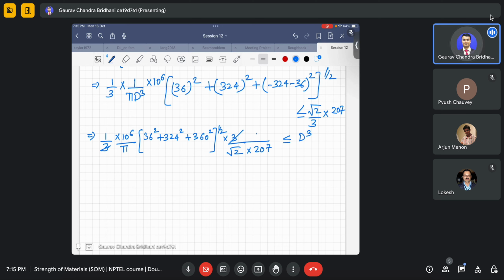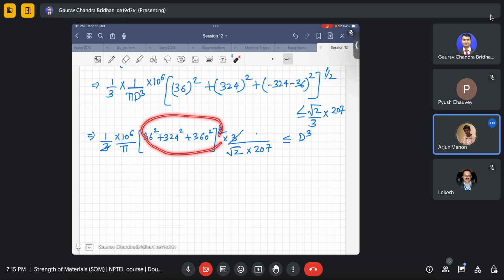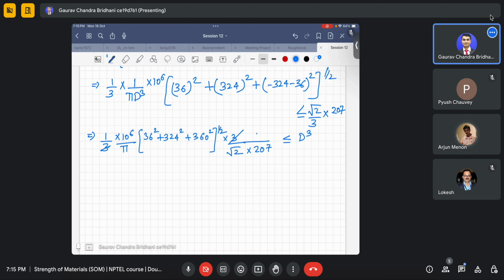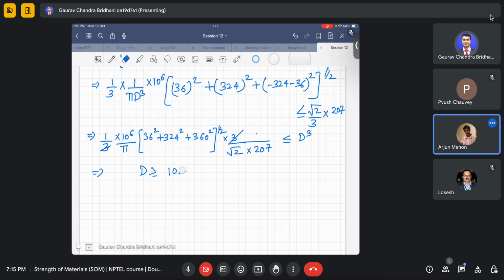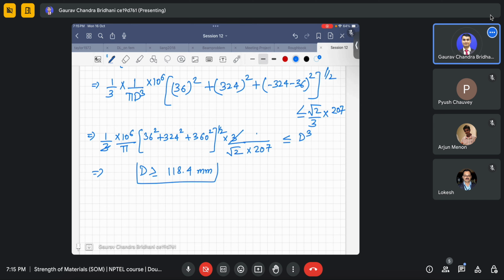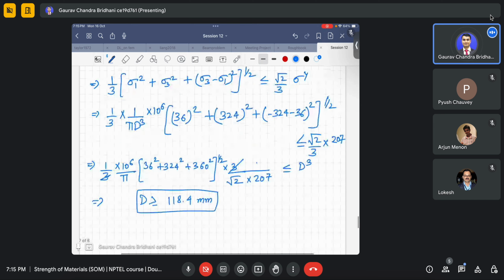Okay, you have taken the cube root, and here the square root also you have taken. Okay. So d being greater than or equal to 118.4. Yeah. So d should be greater than this value.